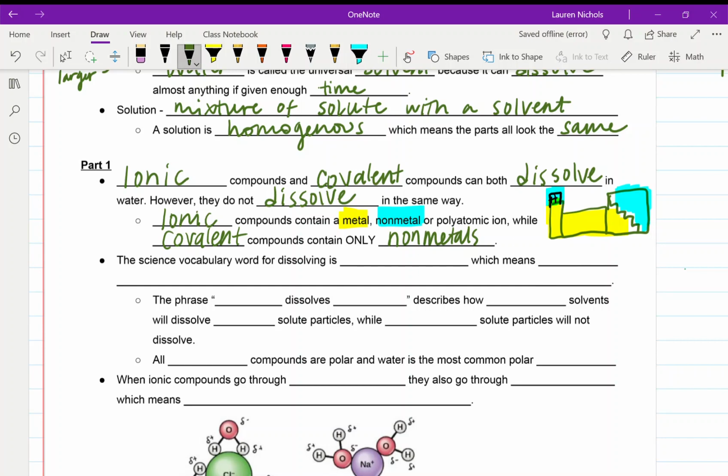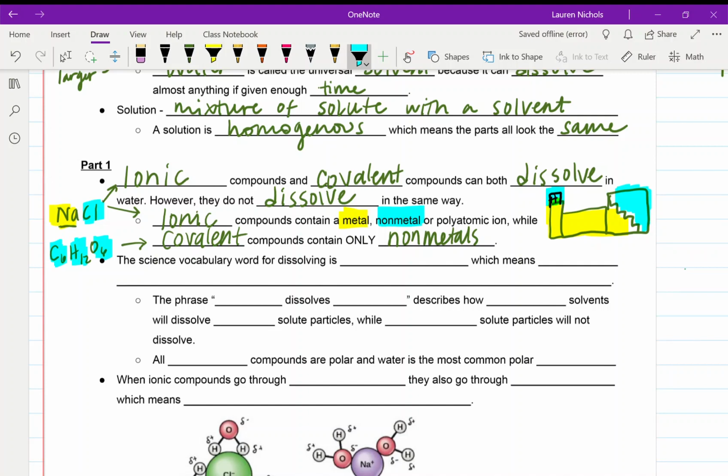If you're looking at something like NaCl, we'd say NaCl is ionic because we have a metal with Na and we have a nonmetal with chlorine. Whereas something that is covalent, a really common one, is sugar, C6H12O6, and all three of these elements are nonmetals.